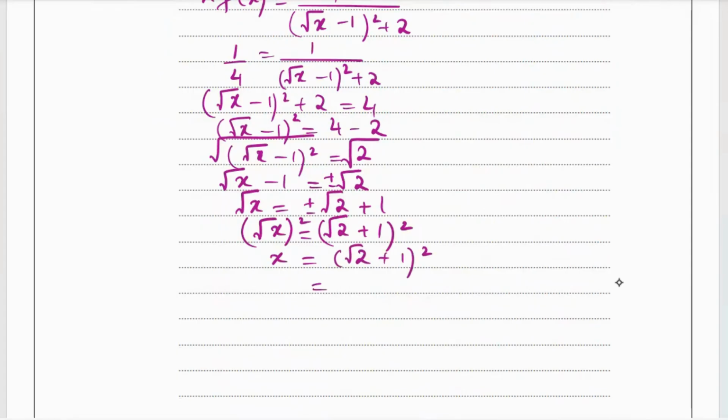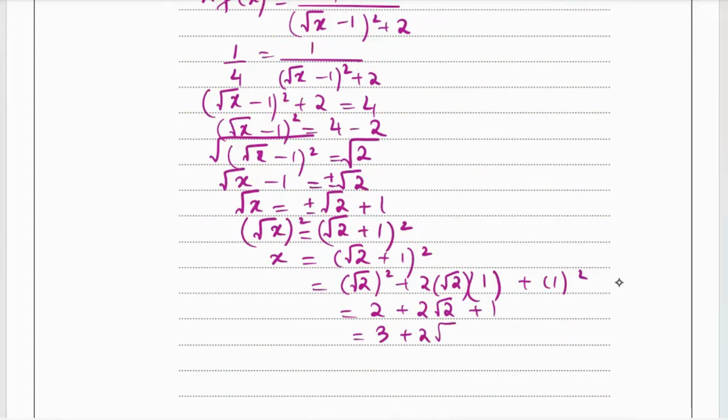Now we expand the bracket. Root 2 squared plus 2 times root 2 times 1 plus 1 squared, which is 2 plus 2 root 2 plus 1. And that's 3 plus 2 root 2. That is the value of x.